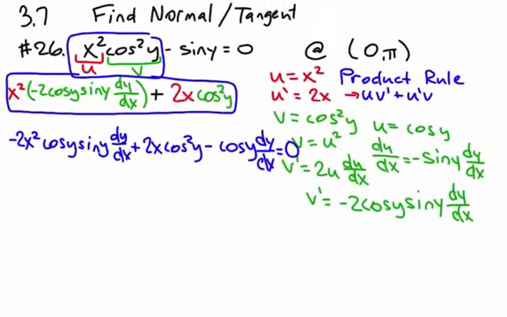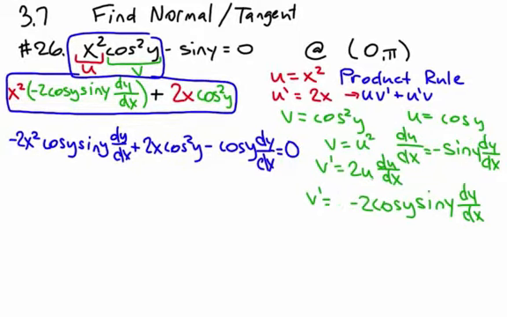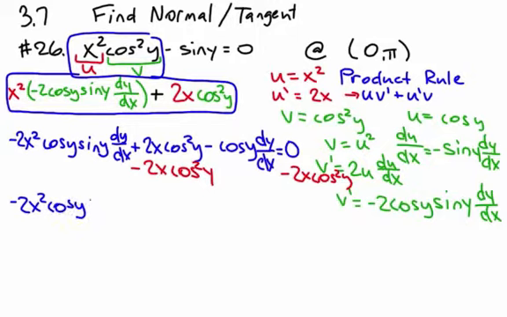But that gives me u and v, so I can do u times v prime plus u prime times v, and that's that first part all in blue, okay? That's the first product rule derivative, all in blue. And then the derivative of sine y is cosine y dy dx, okay?